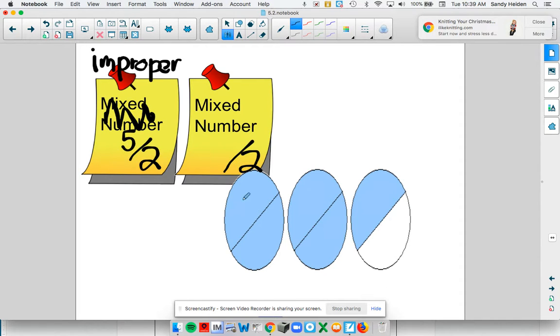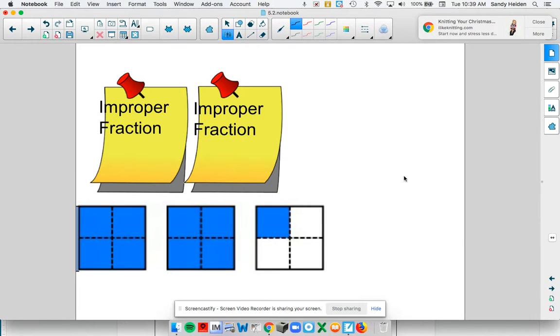Mixed number, count the whole pieces that are full. 1, 2, 2 full ones, and 1 half. So that 2 that looks like 21 halves, but it's not. It's 2 in the front. All right, try this one.